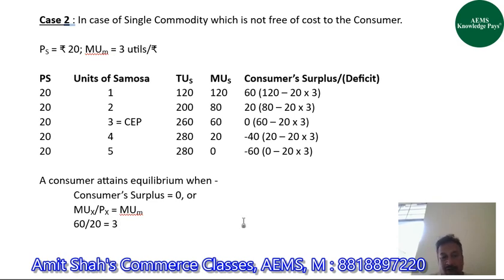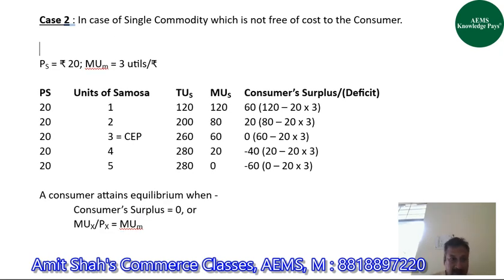Have you got this, girls, or not? Mansha, Himanshi, Manvi, Shubhi, right? Anish, have you got this? Yes, sir. So, guys, in case of a single commodity which is not free to the consumer, this is how we attain consumer's equilibrium. That is, when consumer surplus is zero or when MUX upon PX is equal to MUM. Right?